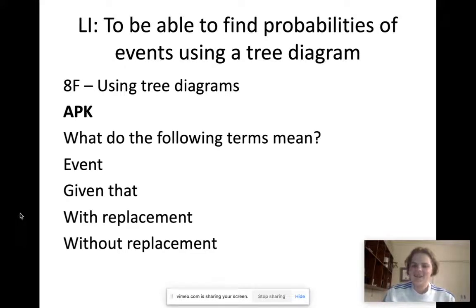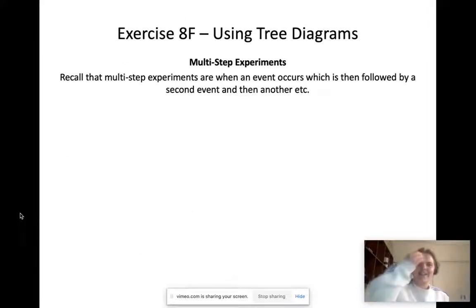To activate your prior knowledge, I'd just like you to take a moment, pause the video. Can you remember what the following words mean? Event, given that, with replacement, and without replacement. So take a moment, try and remember. If you can't remember, check your notes and find the answers. So pause, and then let's come back into our learning for today.